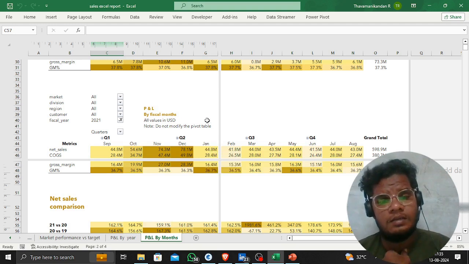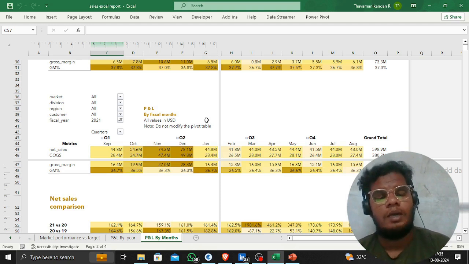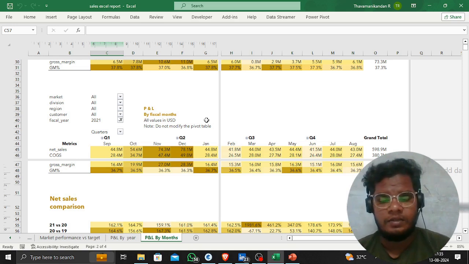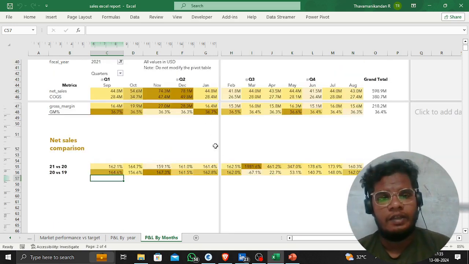It varies at customer level and market level, and also at country level, depending upon the actual situation happening in that particular place. There may be fluctuations, definitely, but we can identify the fluctuations and rectify them, which means we can improve the net sales as well as the gross margin percentage.